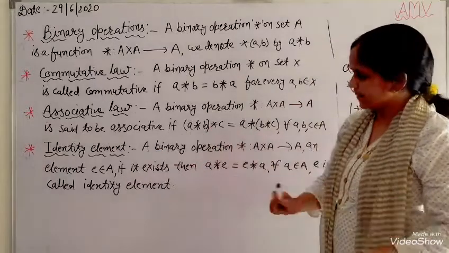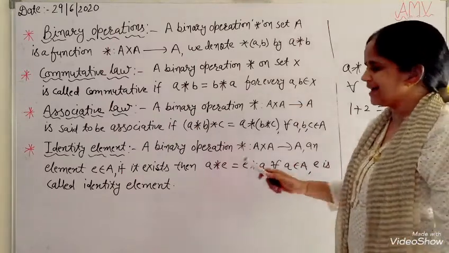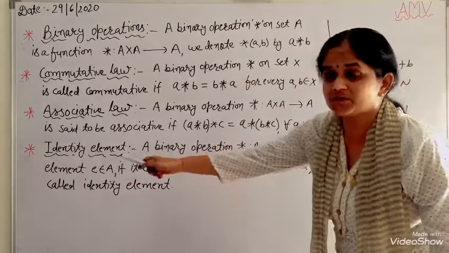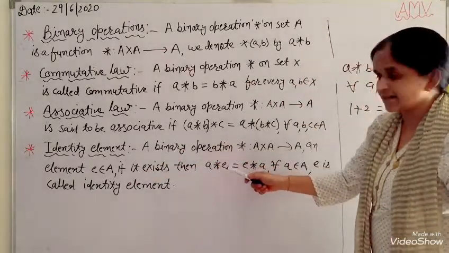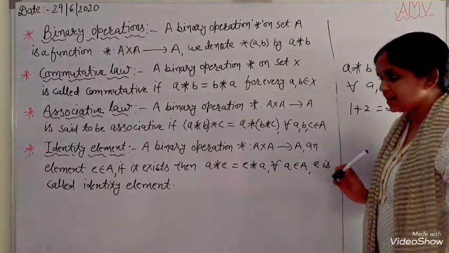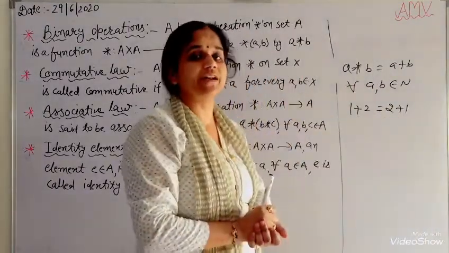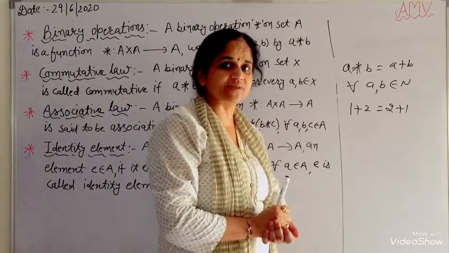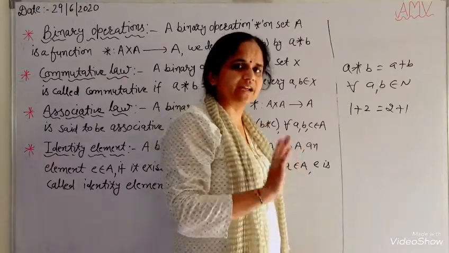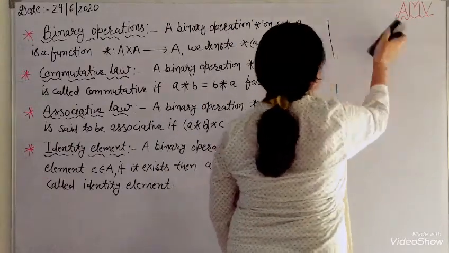Identity element. A binary operation star, A cross A to A. An element E belongs to A, if it exists. Which type of E, student? If A star E is equal to E star A for all A belongs to A, then E is called the identity element. Do you know for the addition, which is the identity element, student? 0. If you add any element with 0, you will get the same element. It means 0 is the identity element for the addition.